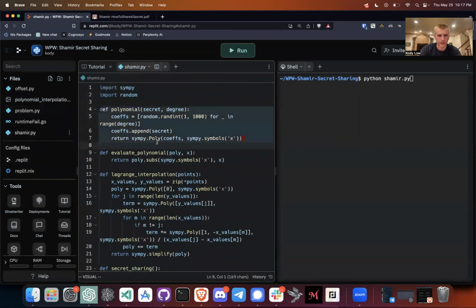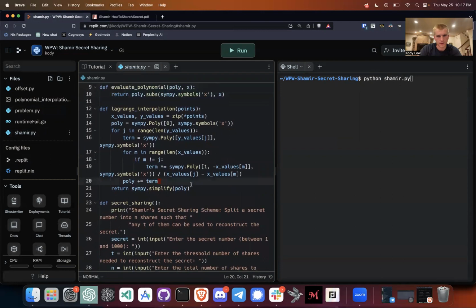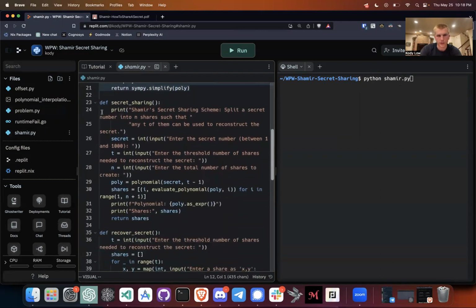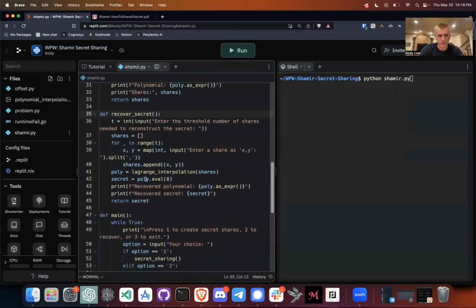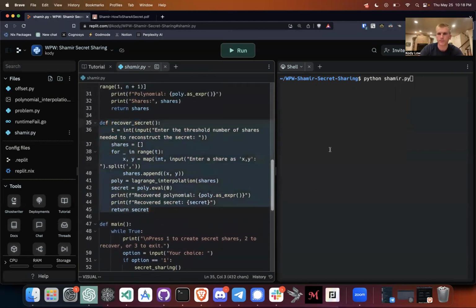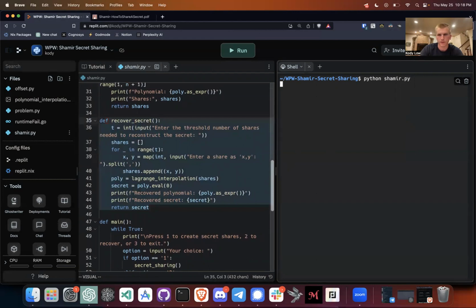And so the Shamir one that I have in here defines a way to, this is how we define polynomials. This is evaluating the polynomials at a specific point. This is the Lagrange interpolation one of, given points, redefine the polynomial. This is the secret sharing scheme. You enter a secret number, the threshold number that you want to split it into, and the total number of shares that you want to split out. It creates a polynomial, it creates the shares, and then it prints the polynomial and the shares, right? And after that, we can do a recovery of the secret, right? So let's try this out.